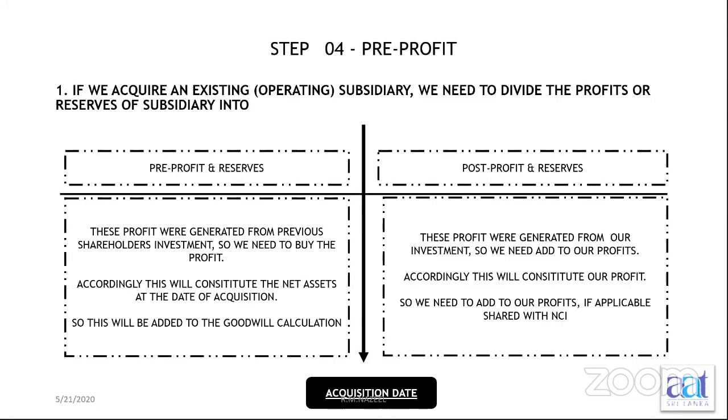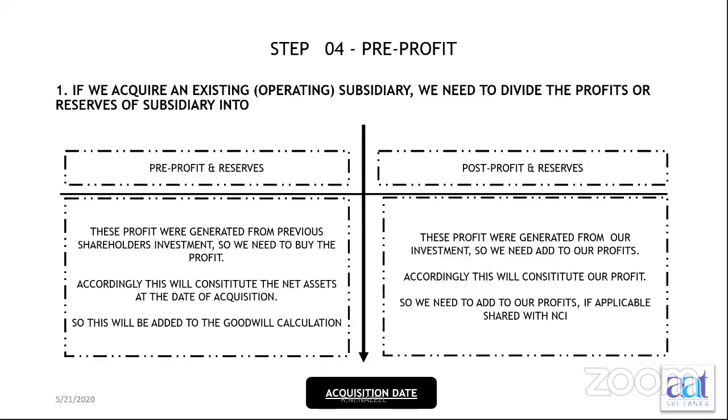So keep in mind, you need to go to the subsidiary and say, any profit you had on the acquisition date, take it as pre. Any profit after the acquisition date, take it as post. Pre-profit constitutes your net assets. Post-profit is the profit generated after the acquisition, so you can add it to your profit. It's like you earned your money. It's your money, right?